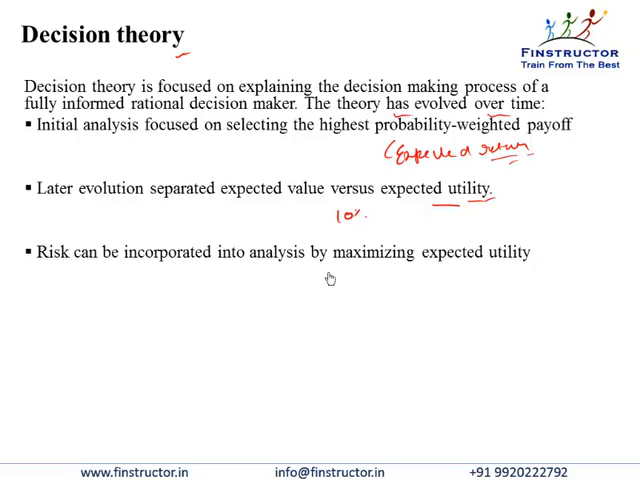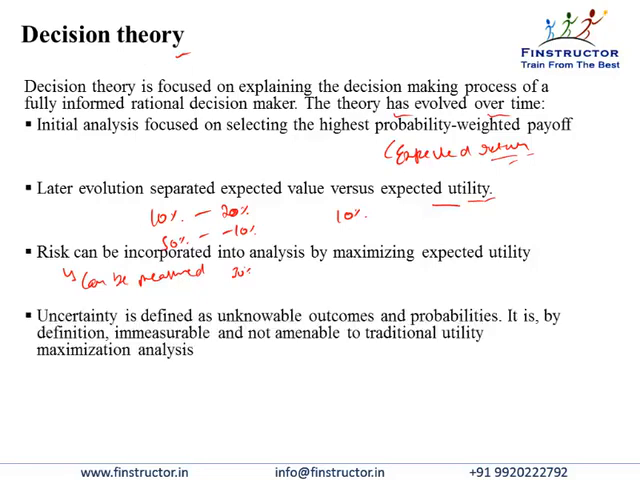So risk is incorporated by maximizing expected utility for a given amount of standard deviation, or a given amount of risk. Risk by definition can be measured. So if there is a 10% probability of a 20% return, 50% probability of a minus 10% return, and 40% probability of a 30% return, then risk or standard deviation can be measured as we did in level 1 and level 2.